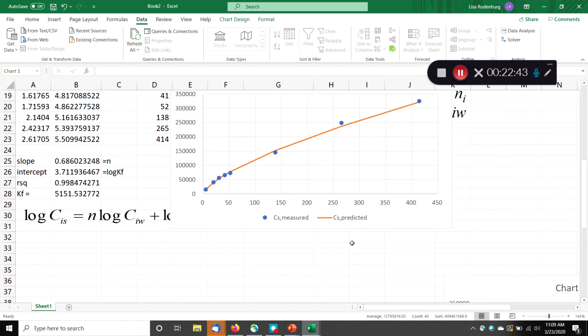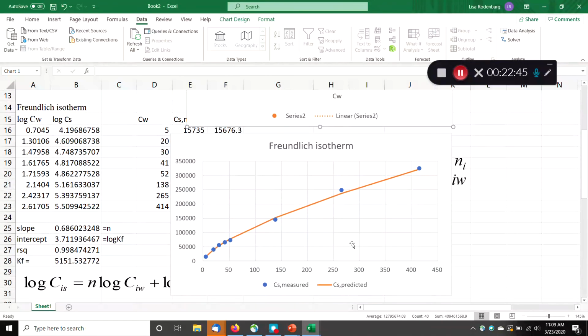All right, so that's an example of how you do a sorption isotherm, and also how you use the solver feature of Excel, and also how linearization can lead you badly, badly astray if you're not careful. See you on the other side.